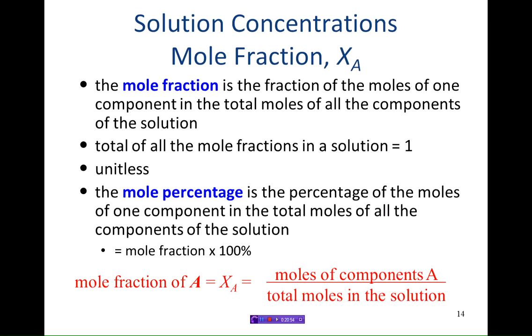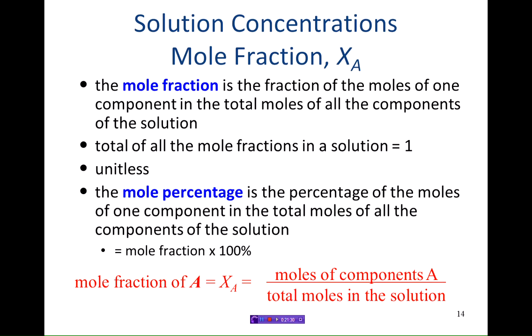Now another unit of concentration is the mole fraction. I need to know the mole fraction for some of our other calculations in chapter 12. And the mole fraction is simply the fraction of moles of one component in the total moles of all the components of the solution. And the total of all mole fractions in a solution has to equal 1. So you can't have a number larger than 1 when you add up all the parts. Because remember, we're looking at the unit as 1, and we're looking at the individual components of it, and they can't add up to be more than 1. And since it is a fraction, that fraction is unitless.